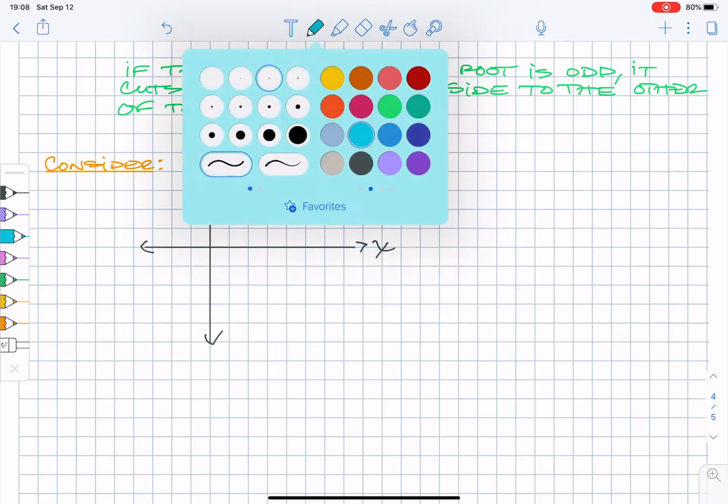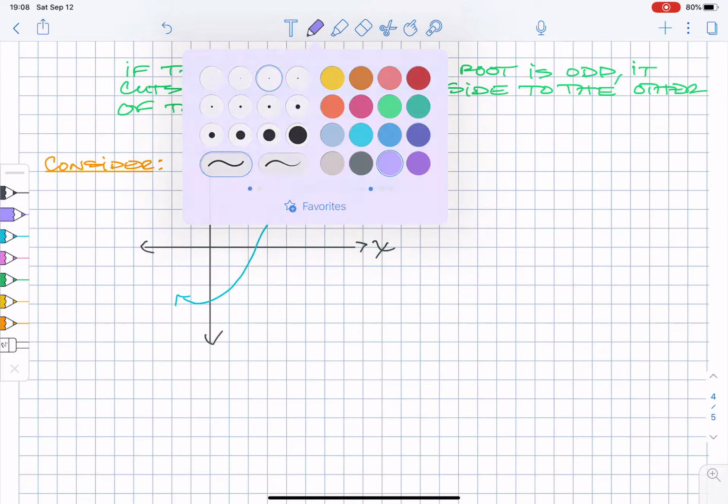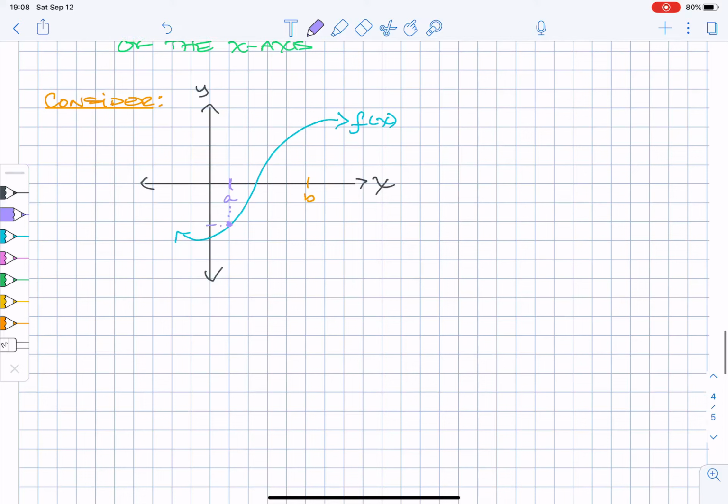Let's say we've got a nice function, something like so. Here's my graph of f of x. And let's look at A and B on the x-axis. I know that f of A is negative. So f of A is less than 0.